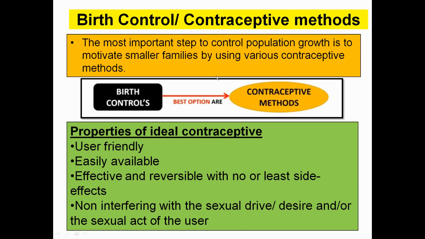Next is birth control or contraceptive methods. These are the best method, based on motivation and knowledge or awareness. The properties of an ideal contraceptive: it must be user friendly, easily available, effective, and reversible. What does reversible mean? If the couple wants to have a baby, they can have one after using the contraceptive methods. So they are reversible. Next, they need not interfere with the sexual drive, desire, or sexual intercourse.